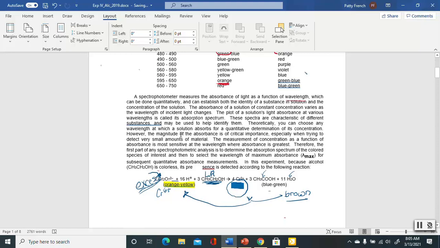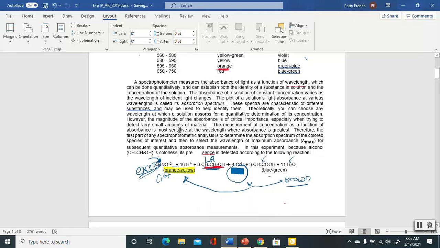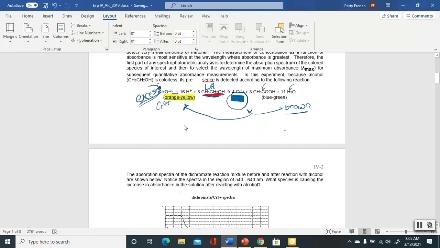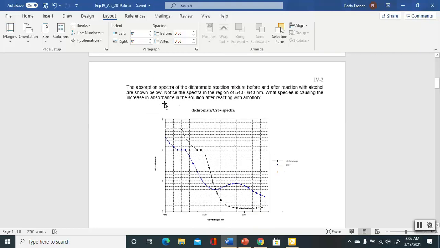We have decided then that alcohol can be detected because they are in direct proportion. The amount of alcohol is directly related to the chromium 3+. So we can detect the amount of alcohol by measuring the amount of chromium 3+, and we're going to do that by monitoring a single wavelength that gets the maximum absorbance of chromium 3+ and the minimum absorbance of dichromate. Okay, so here we go.